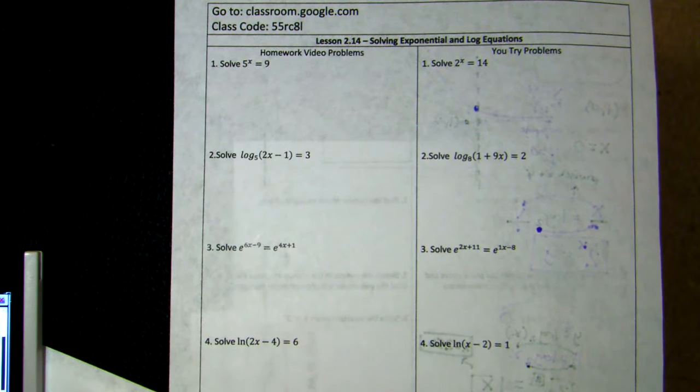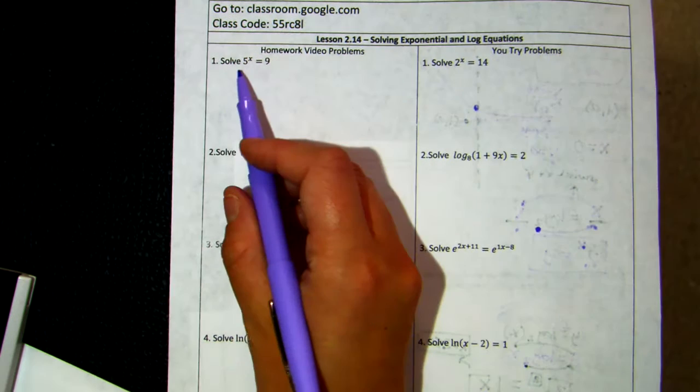Again, working on the homework video problems. Hopefully these first two are pretty straightforward. The second two require a little bit that we haven't got to yet, but we will go over more of it next class. So this first one says solve for 5^x is equal to 9.